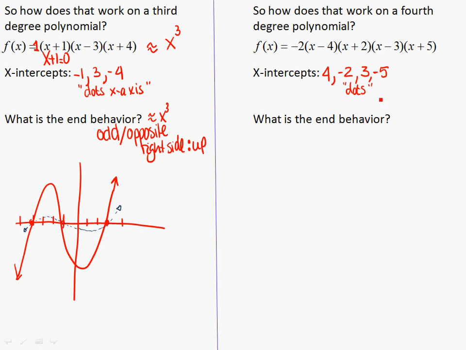How about your end behavior? This one's going to act like what? This is going to act like x to the fourth. And then I'm going to list a -2 here as well, because this is the first one where the leading coefficient is actually there. So x to the 4th means even, right? So it's the same end behavior on both sides, and both will go down because of the -2.